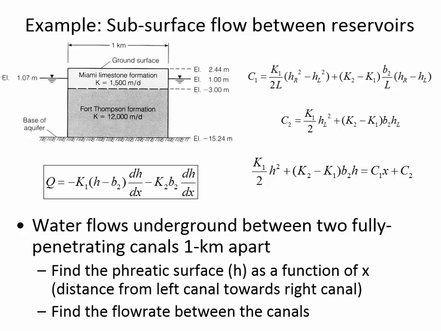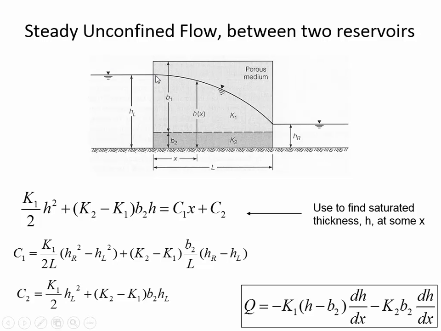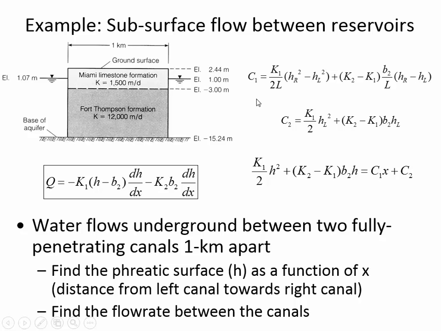Asking for the phreatic surface as a function of x means that as you move from left to right across the canal, you can solve for h as a function of x. You put in how far you are, x in meters, and that describes the curved surface between the two. It gradually gets lower and lower, and it's a non-linear surface. This equation describes that curve.